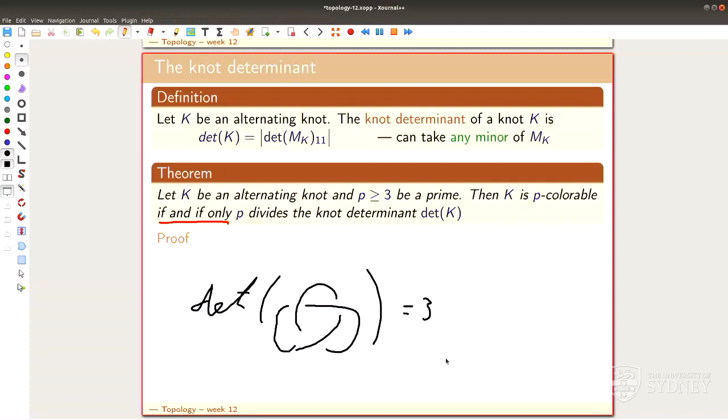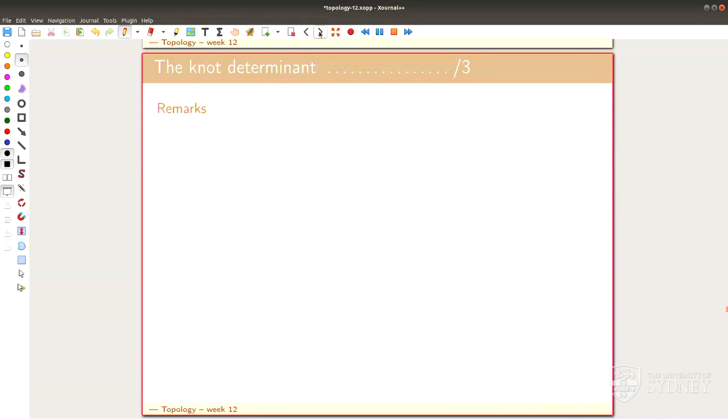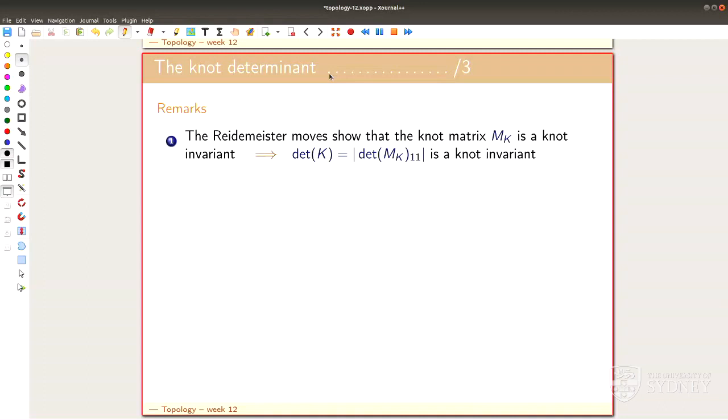It's not 5-colorable. It's not 512-colorable. It's only 3-colorable. That's a very strong statement. It's even better than just checking if it's colorable for one p. It checks whether it's colorable for all p at once, by a reasonably simple calculation of just one determinant. Okay, I skipped the proof. It's again just playing with linear algebra. And let's go to the remark section and answer the question of the trefoil.